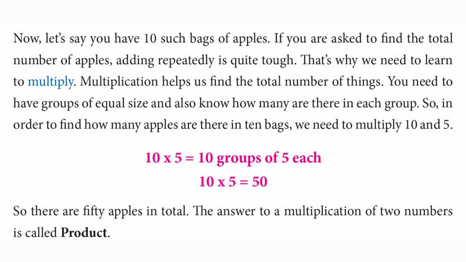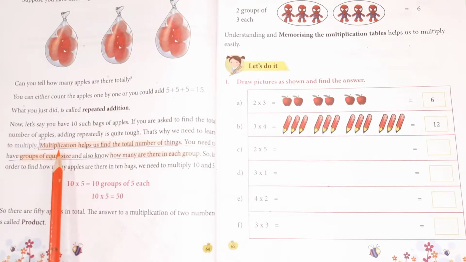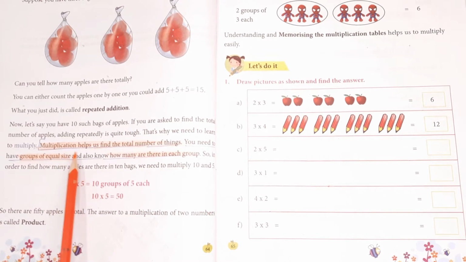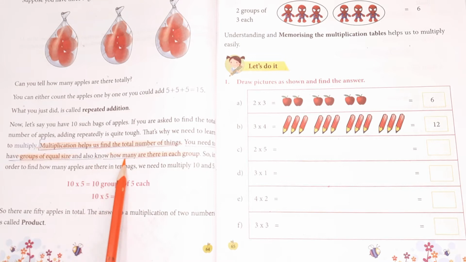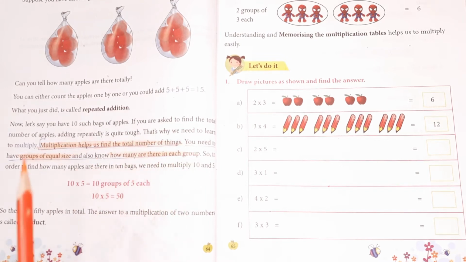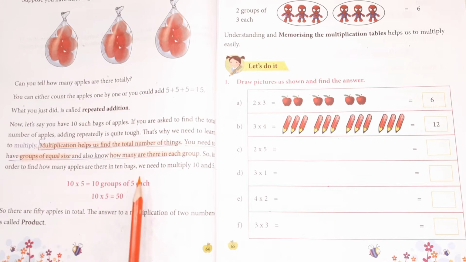Please take a look at your textbook, Unit 7, page number 64. So in your textbook it says multiplication helps us find the total number of things. So we need to have groups of equal size and also how many are there in each group. Okay, so that's how we are going to count how many apples are there in 10 bags.